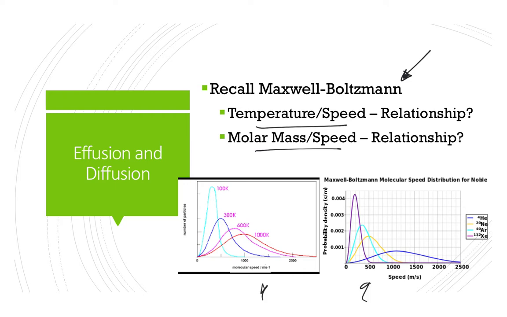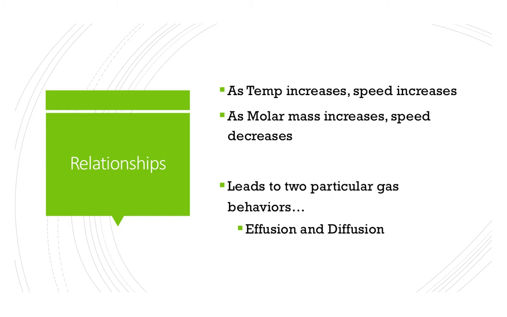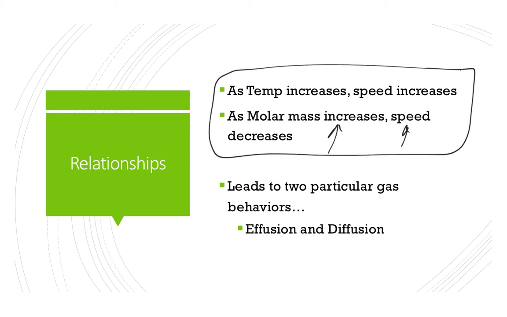But you'll remember then that as temperature increases, the average speed of particles increases. And as the molar mass of different substances is bigger, the speed decreases. Okay? These two ideas, these two relationships that we learned about back when we talked about Maxwell-Boltzmann, leads to two particular gas behaviors. One called effusion and one called diffusion.